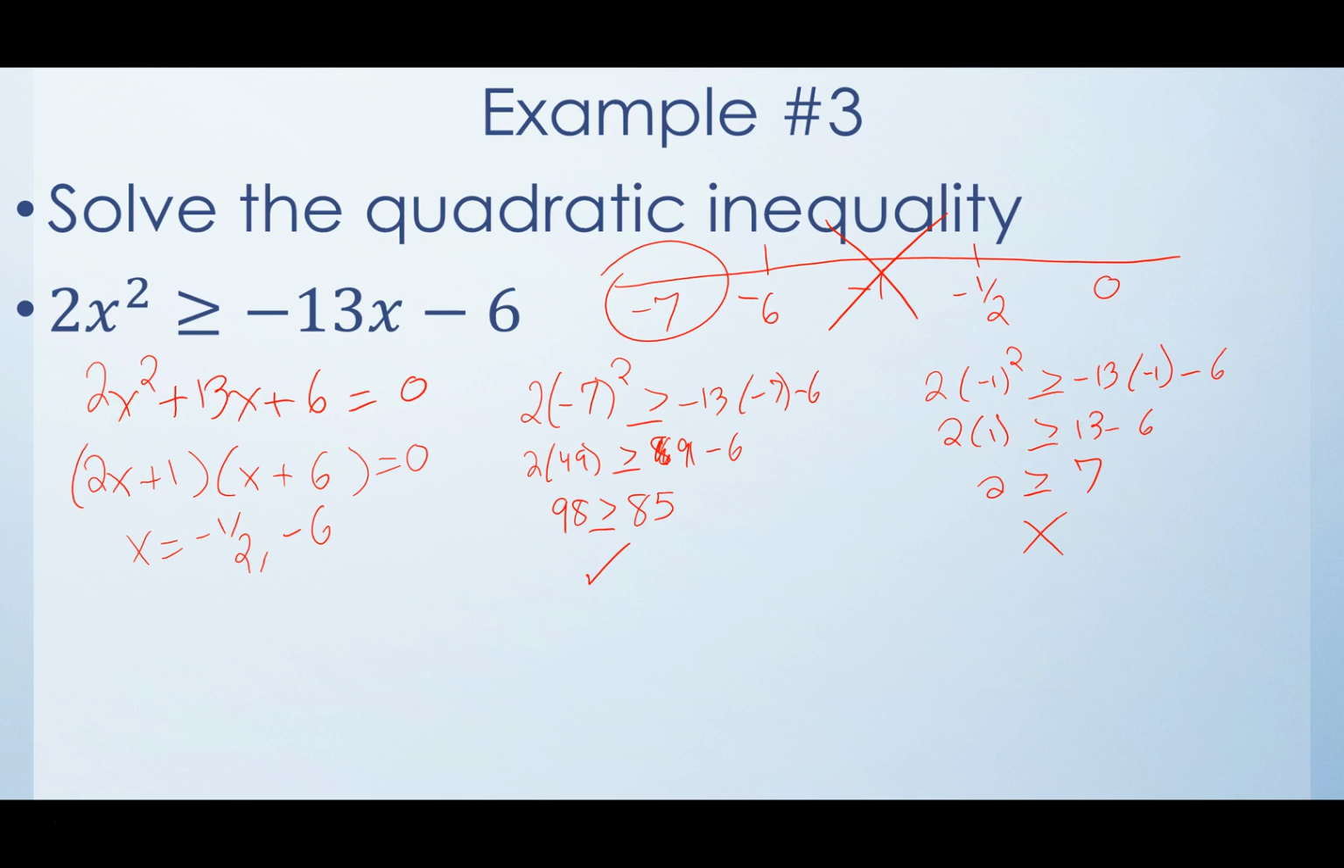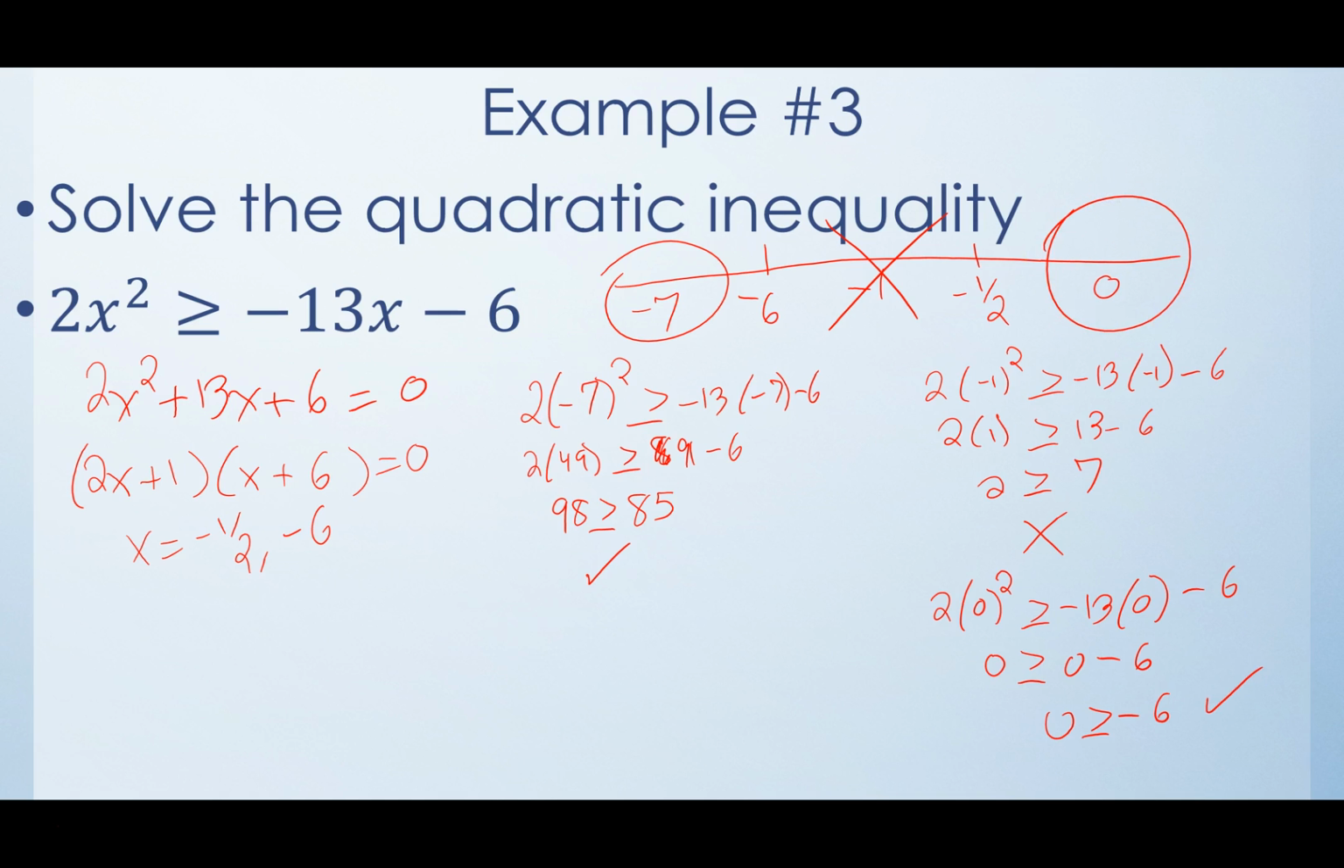And then when we try 0, it'll be 2 times 0 squared greater than or equal to -13 times 0 minus 6. This becomes 0 greater than or equal to 0 minus 6. 0 greater than or equal to -6, and that is true.